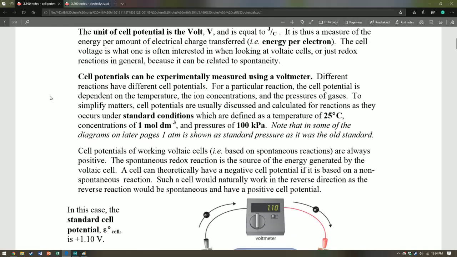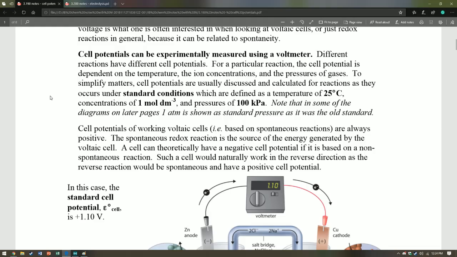Cell potentials, you generally determine them experimentally using a voltmeter. For half cells, that's what you have to do. You determine them using a voltmeter under standard conditions, which are 25 degrees, 1 molar, and pressures of 100 kPa.